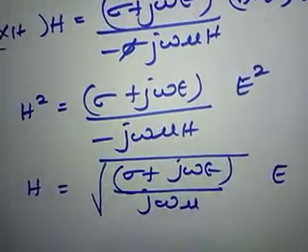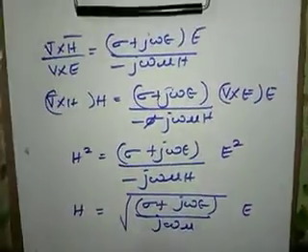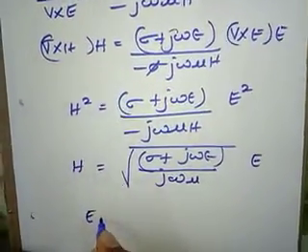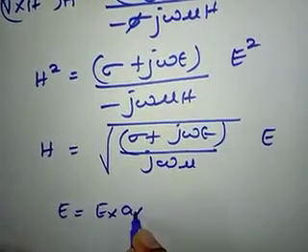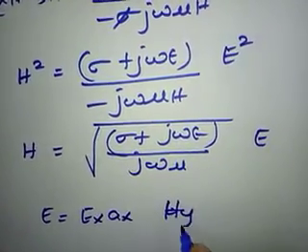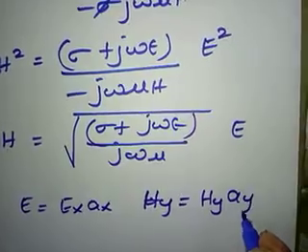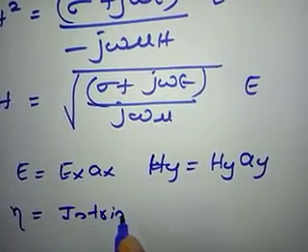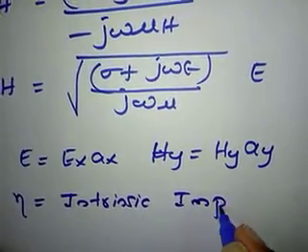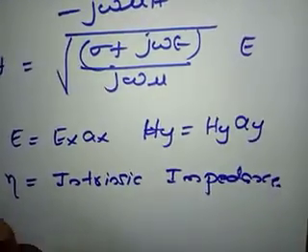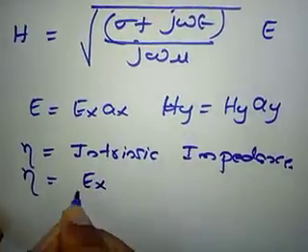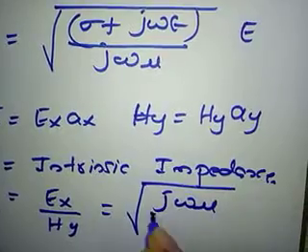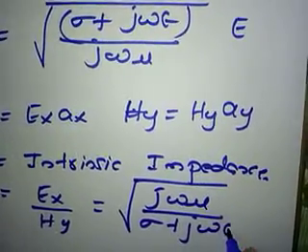Now, the equation for E we have written just now: if E is in the X direction and H is in the Y direction, Hy according to our convention, then the intrinsic impedance eta is given by eta equal to Ex upon Hy, which is equal to square root of j omega mu divided by sigma plus j omega epsilon.